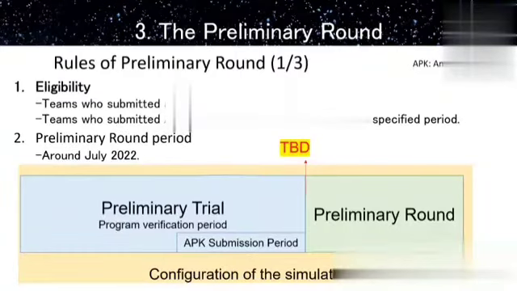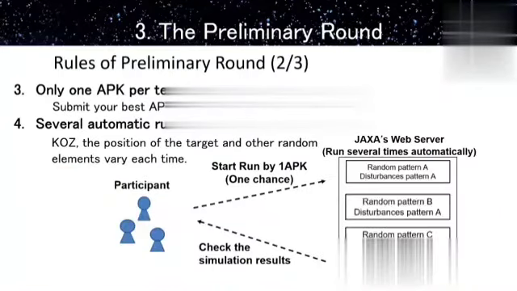Secondly, the preliminary round will be held around July. Dates are under discussion in each space agency. Third, only one APK can be used for each team in the preliminary round. Therefore, please decide in advance which APK you will select and submit out of multiple APKs you may have created.